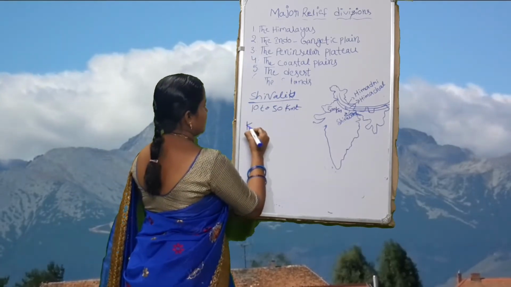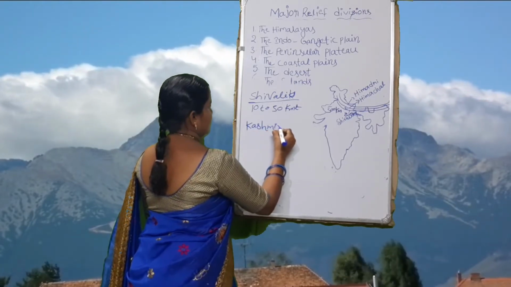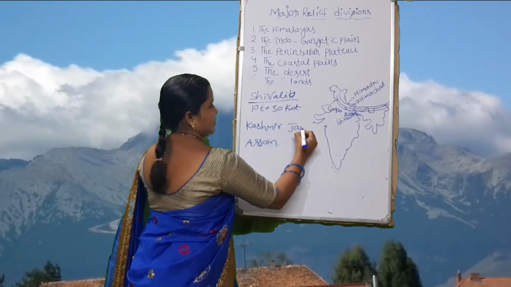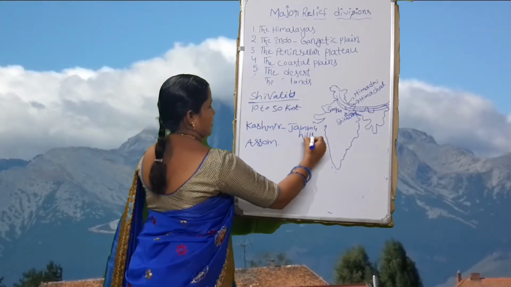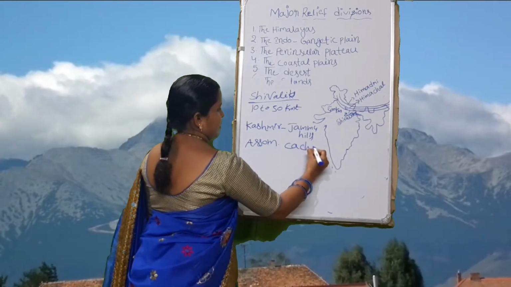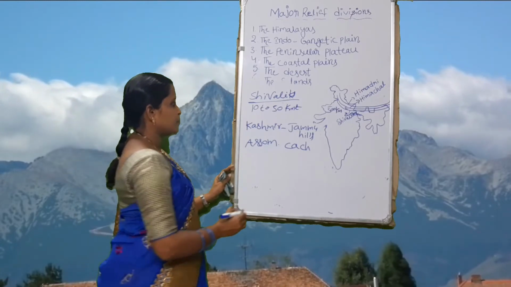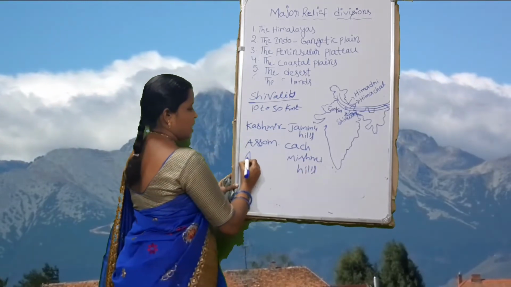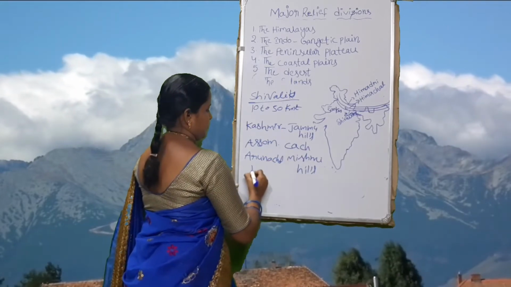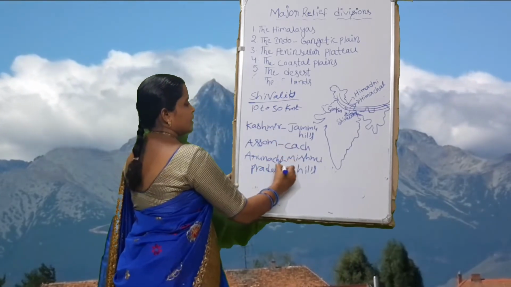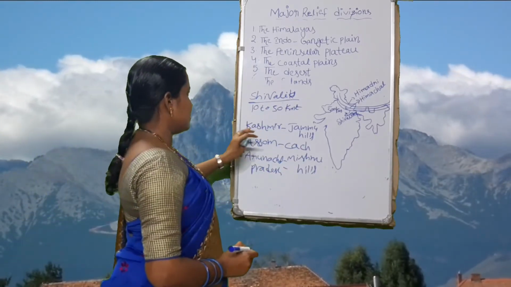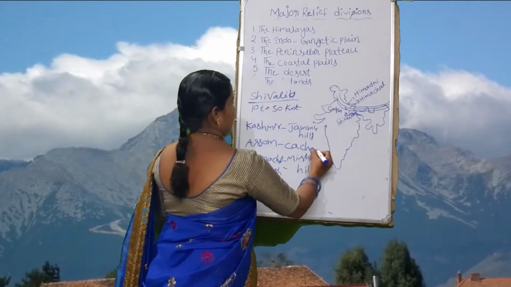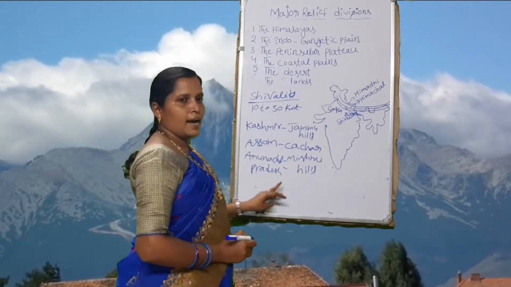For example, Jammu Hills in Jammu Kashmir, Kachar Hills in Assam, and Mishmi Hills, which belong to Arunachal Pradesh. Here, there are different hill regions in the Shivalik ranges, called by these names: Jammu Hills in Jammu Kashmir, Kachar Hills in Assam, Mishmi Hills in Arunachal Pradesh.